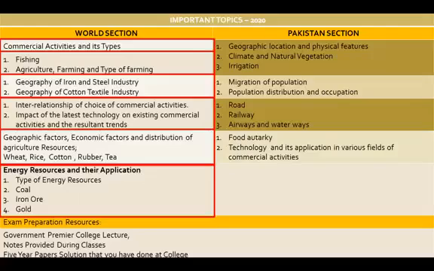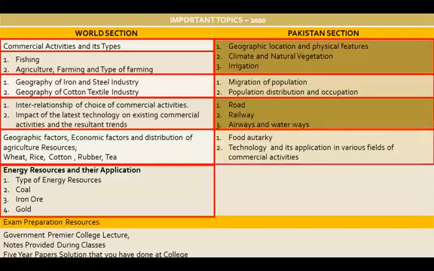Then we have the Pakistan section. It is very simple. You have to give just a single answer carrying 8 marks, and you have 1, 2, 3, 4 areas where you get the questions. Number 1, geographic location and physical features. These topics also cover the short answers. Then climate and vegetation, then the irrigation system. These 3 topics are very important, and among these 3, one would be in your examination paper.